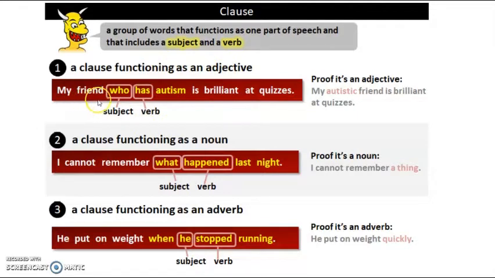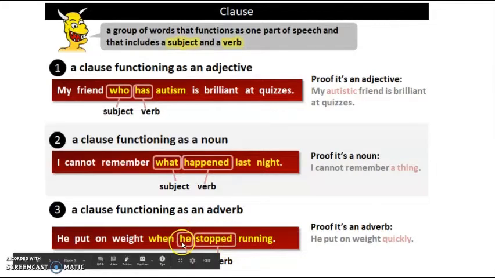For example, my friend who has autism is brilliant at quizzes. In this case, this is describing the friend, right? So that's why it's an adjective. We also can have clauses as nouns. For example, I cannot remember what happened last night. So this what happened is the thing that this guy cannot remember. That's why it's a noun. And finally, he put on weight when he stopped running. So in this case it could be an adverb because it's describing the way this guy is running.